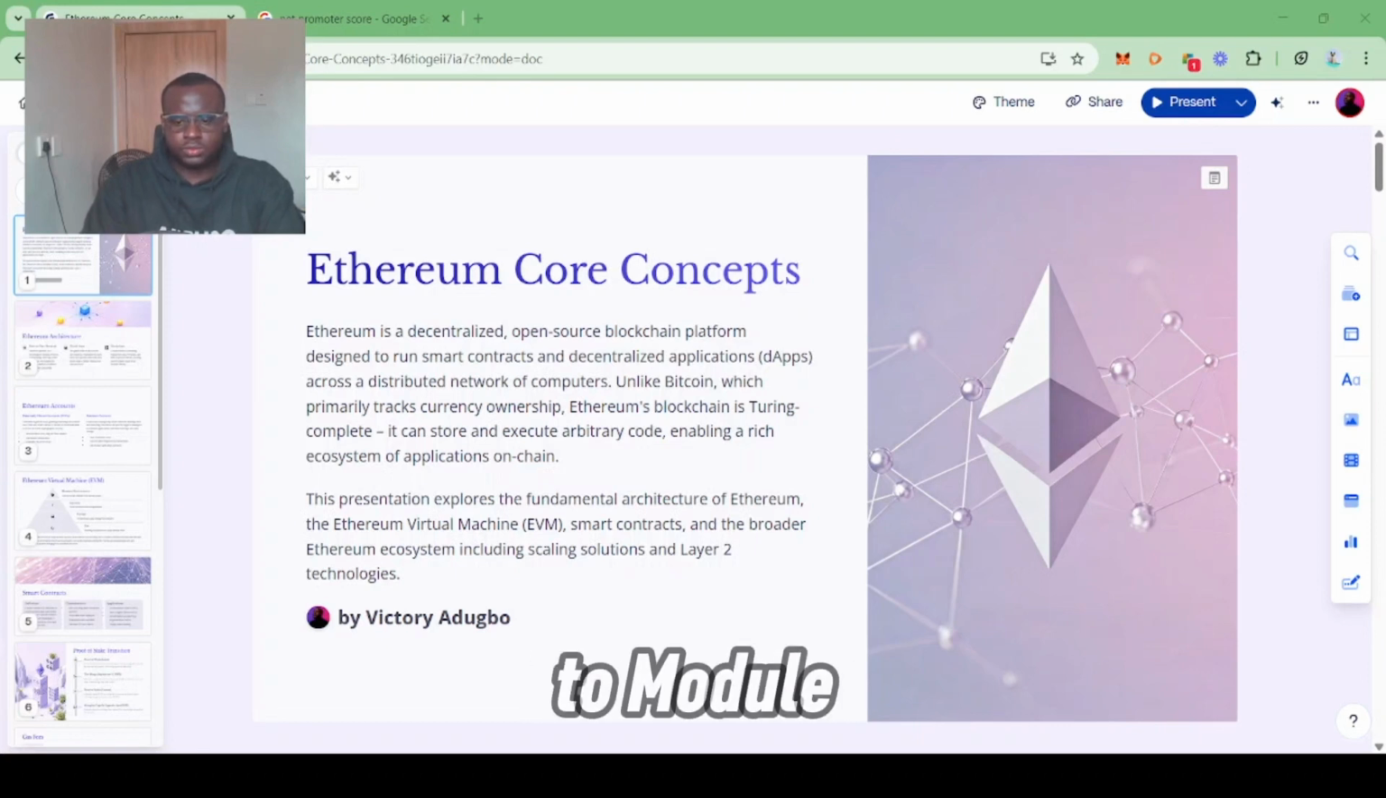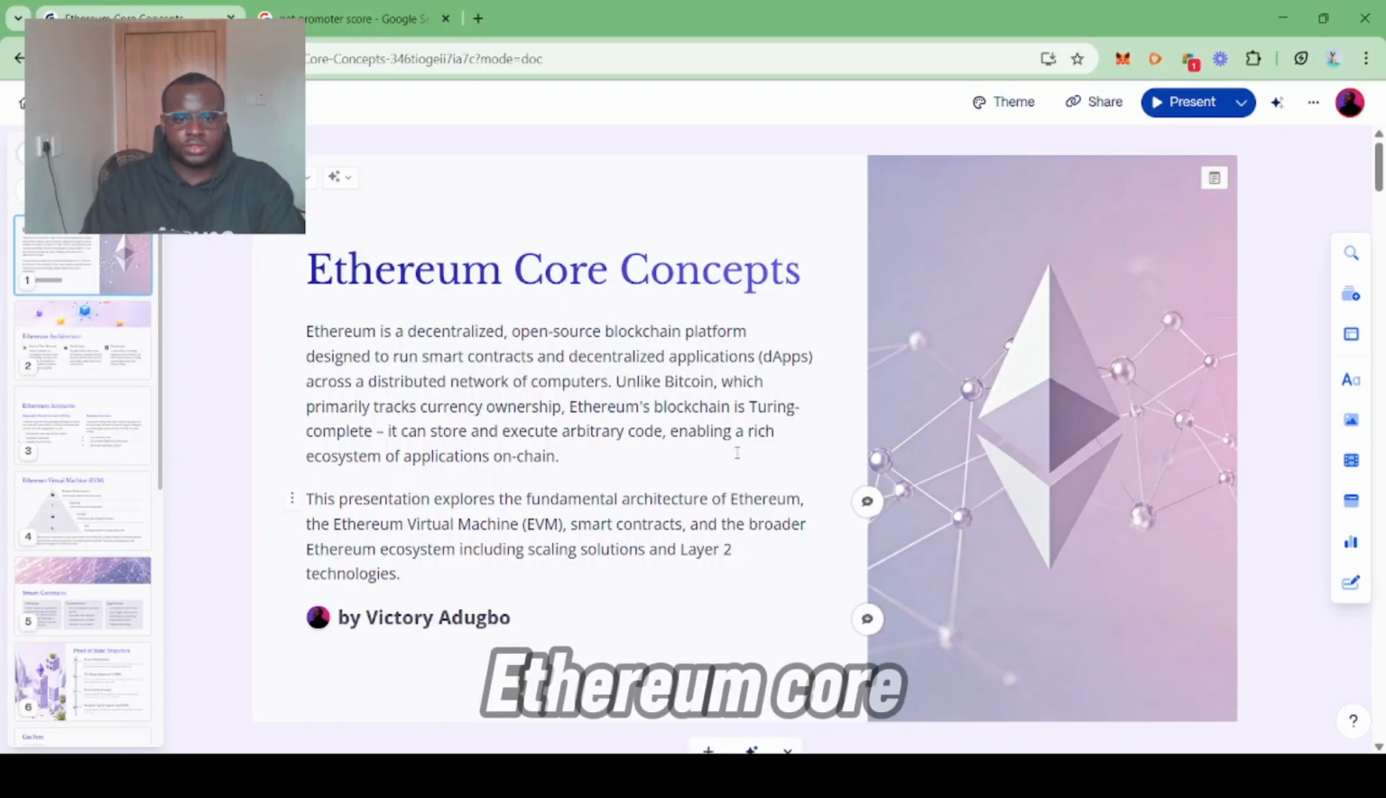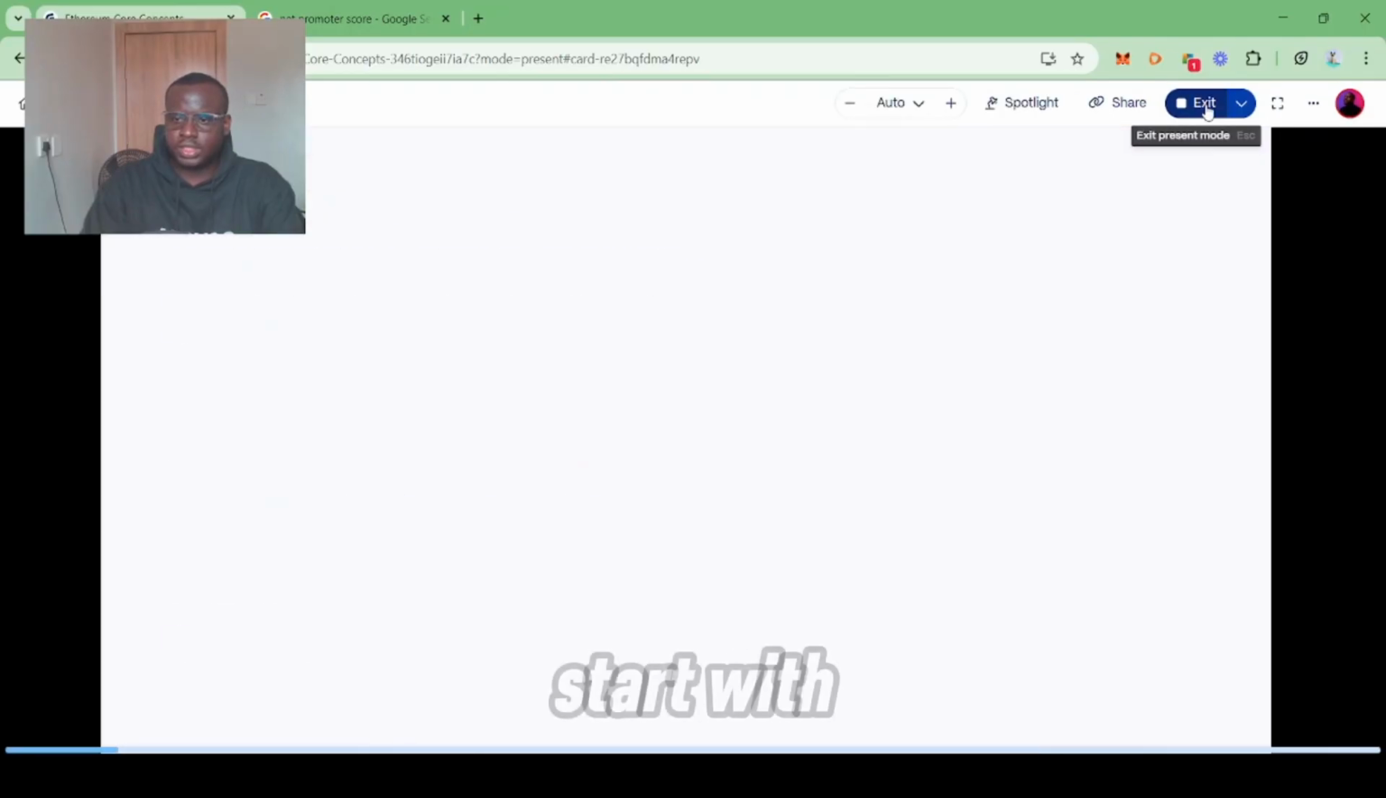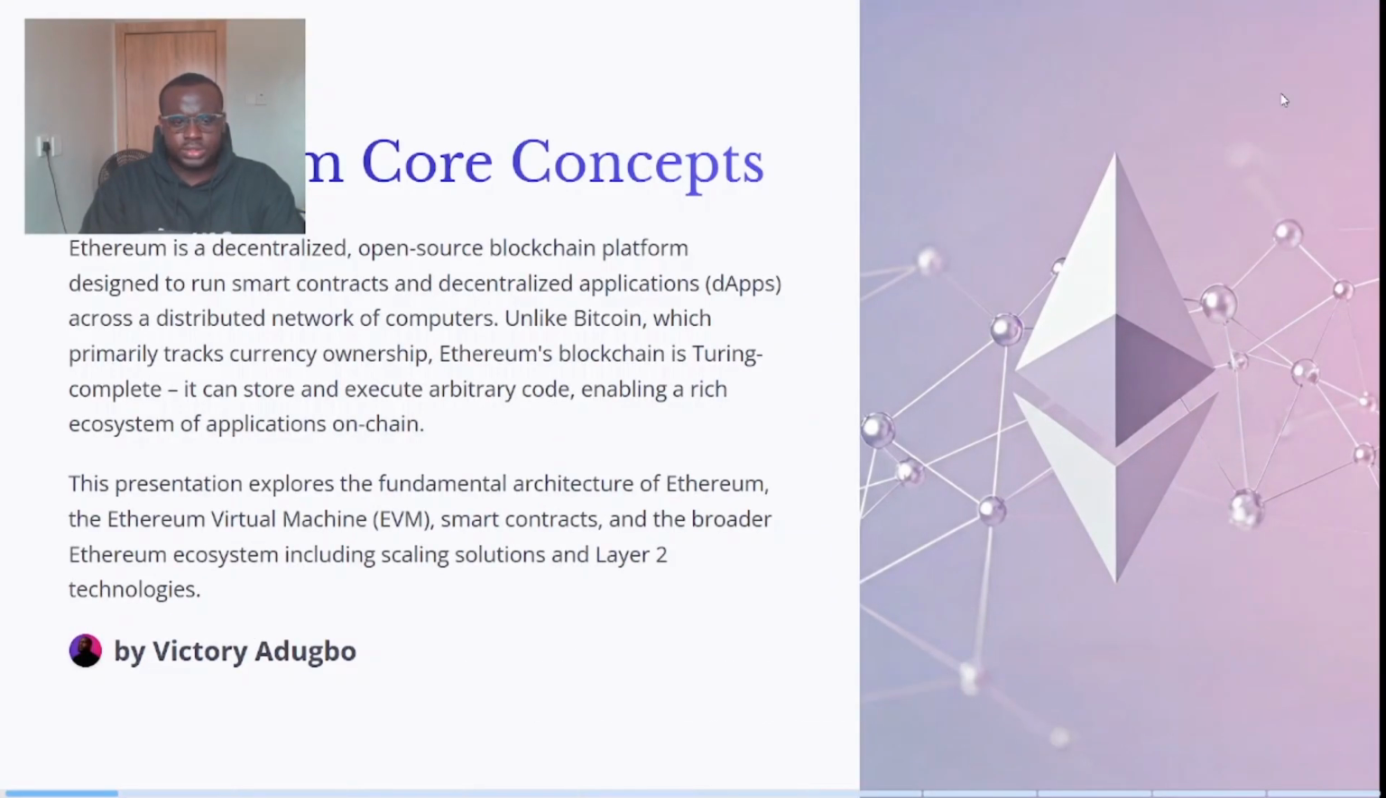Hi, welcome to Module 3, and in Module 3 we will be exploring Ethereum core concepts. So let's start with what Ethereum is.